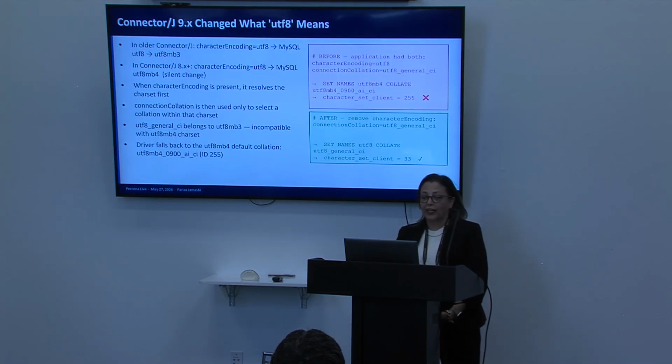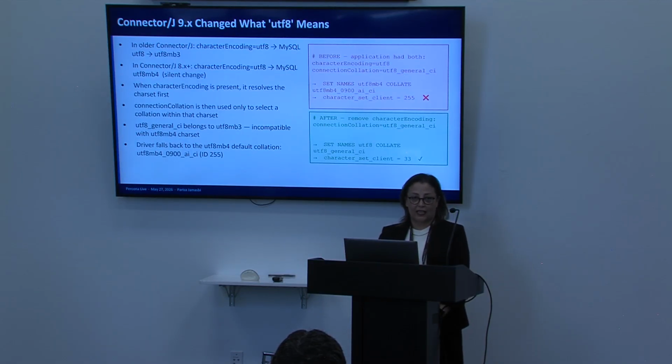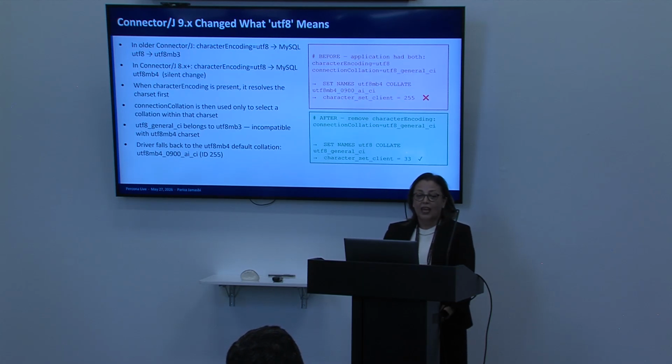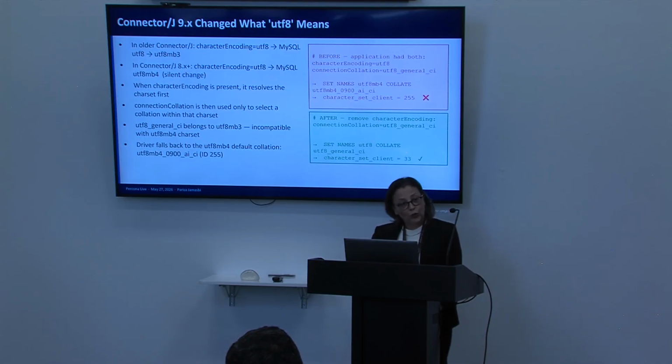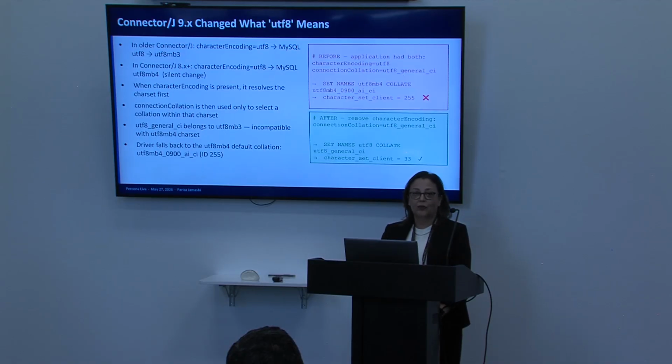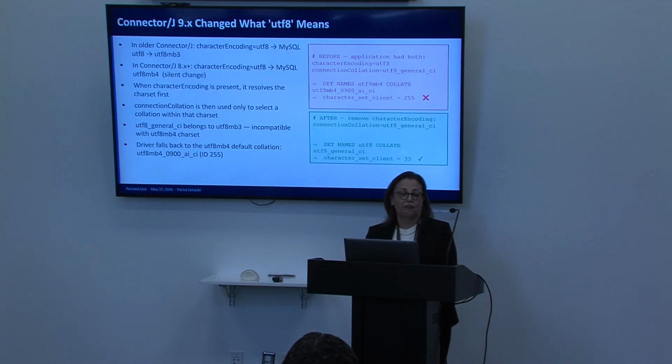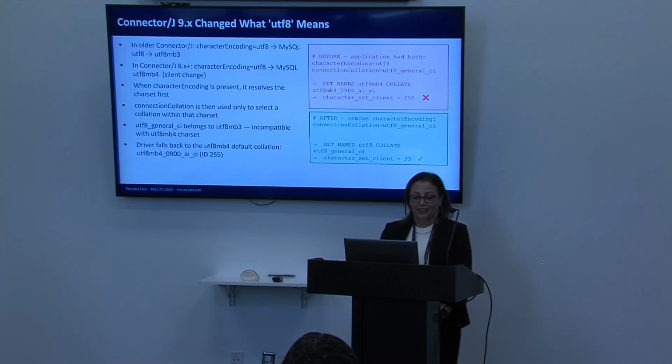The root cause: in the older Java connector, the encoding of UTF-8 meant utf8mb3 for MySQL. In the newer version of the connector, the encoding of UTF-8 was translated to utf8mb4, and we didn't know about it. When character encoding is presented, it resolves the character set first. Connection collation is then used only to select a collation within the character set. utf8_general_ci belongs to utf8mb3, which is incompatible with the utf8mb4 character set. Everything drives back to the utf8mb4_0900.